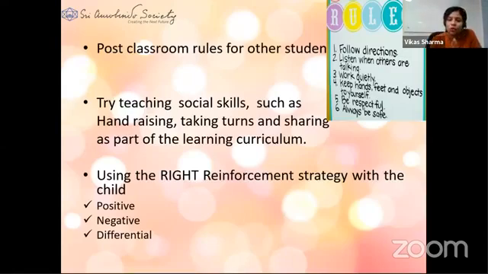Next will be using, and this is a very, very important point, if I talk in terms of psychology as a field, this is of prime importance, teachers: using the right reinforcement strategy with the child.